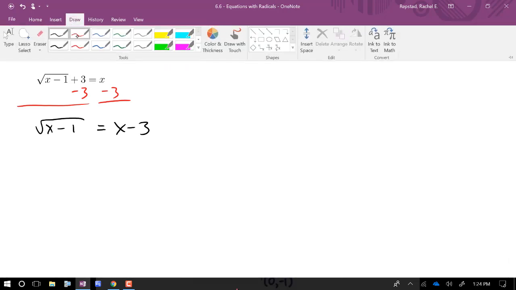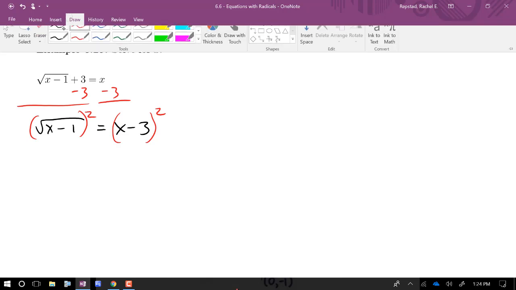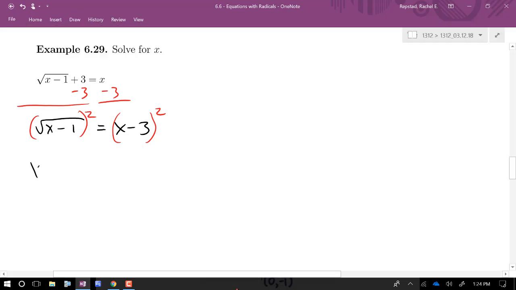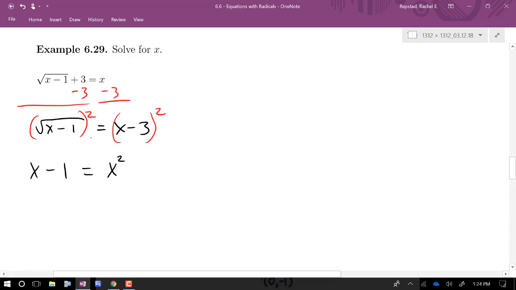And now that we've isolated the radical, we can go ahead and square. On the left side, of course, when you square the square root, we just get what's inside. On the right side, you've got to be careful, right? Let's do our algebra out. This is x minus 3 times x minus 3, which gives you what? X squared minus 6x plus 9.